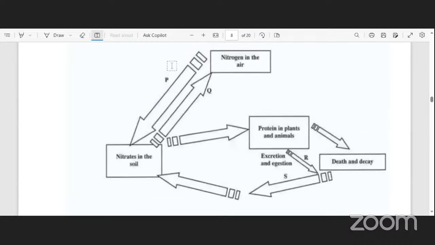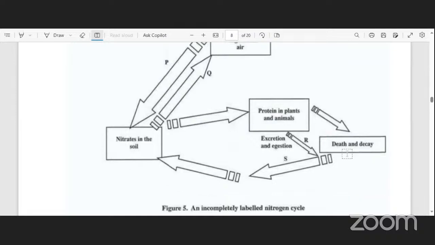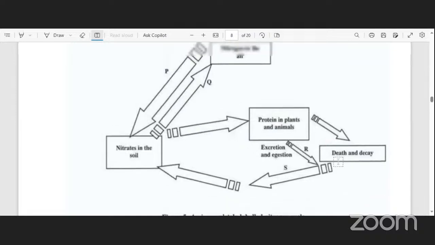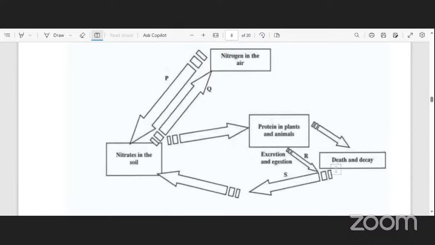All right, so P, nitrogen fixation, Q, denitrification, S, as you can see, death and decay. So this is ammonification, or decay, or decomposition. Some persons might have decomposition, but if you're going to put decomposition, don't leave off ammonification. And then for this part, excretion and egestion. Oh, this would not be R. This would be nitrification.